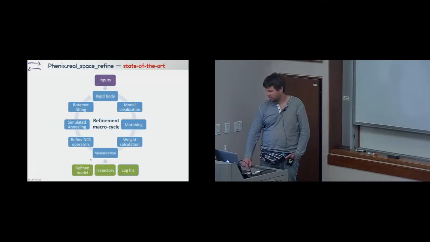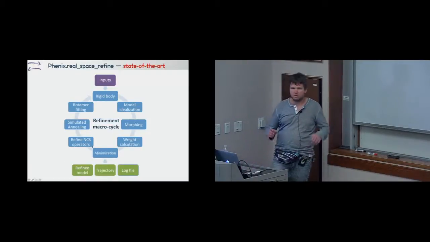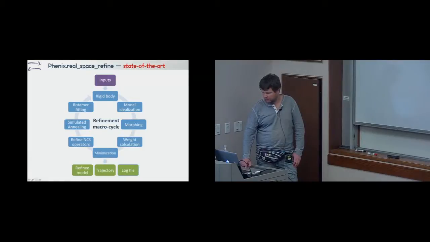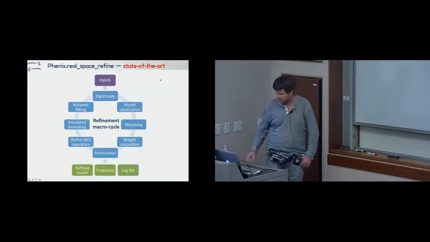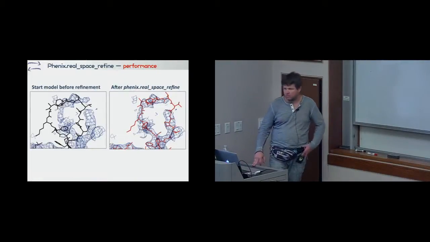We can do gradient-driven minimization. We can use internal symmetry if present. So if you have, say, a 60-fold virus, the NCS constraints will be used properly during refinement. We can use simulated annealing. We can fit rotamers, do rigid body, do it in cycles and so on. To finish, I'll show a few examples.